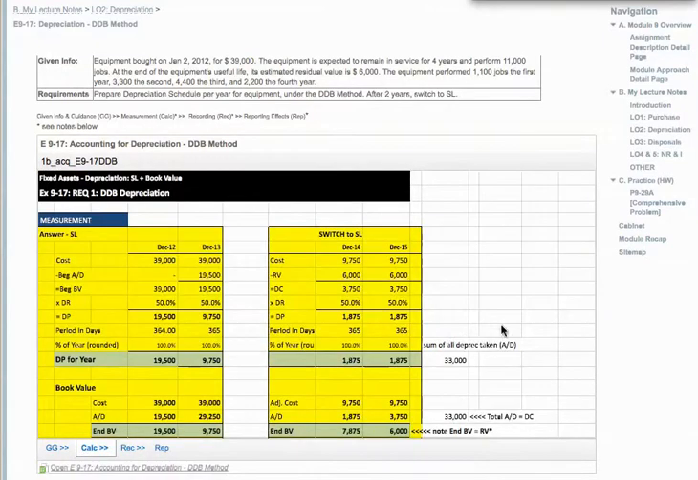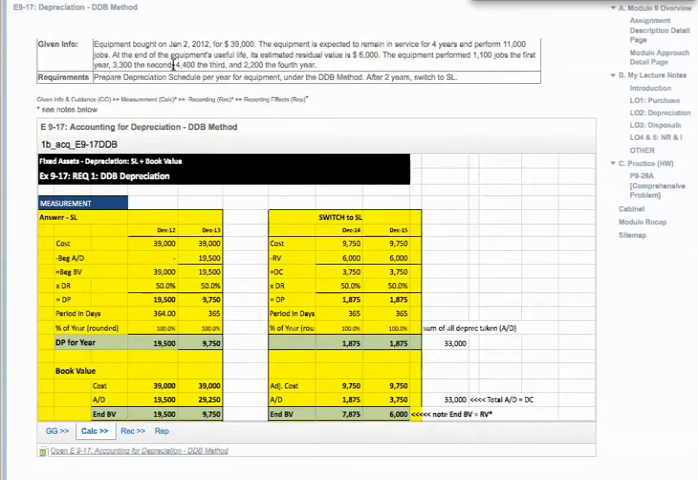So I go there, and that's exactly what we were doing here. We have the information in front of us again, but here's another calculation for the first year. Cost, beginning AD. So we begin with the book value the same as the cost, $39,000. The depreciation rate is 1 over the life, so 1 over 4. That will give you 25% times 2. So the depreciation rate under this method will be 50%. 50% times the beginning book value will give you a depreciation amount for that first year of $19,500.